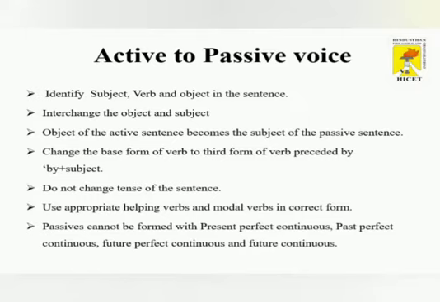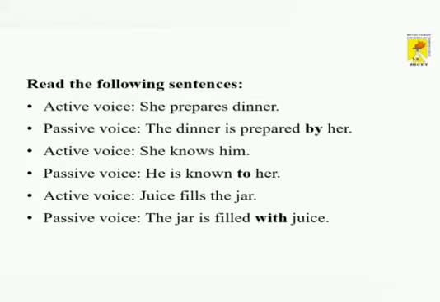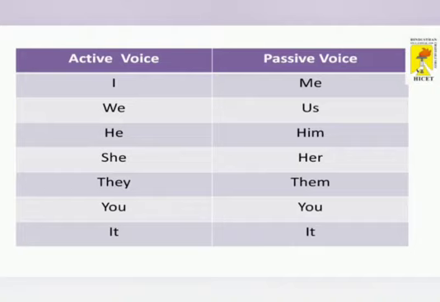Among the 12 forms of tense, passives cannot be formed for present perfect continuous, past perfect continuous, future perfect continuous and future continuous. We can observe the above said rules in the sentences. She prepares dinner. The dinner is prepared by her. She knows him. He is known to her. Juice fills the jar. The jar is filled with juice. While converting an active voice sentence to a passive voice sentence, the pronoun used in the sentence also changes in the following manner. I, me, we, us, he, him, she, her, they, them, you and it remain same.